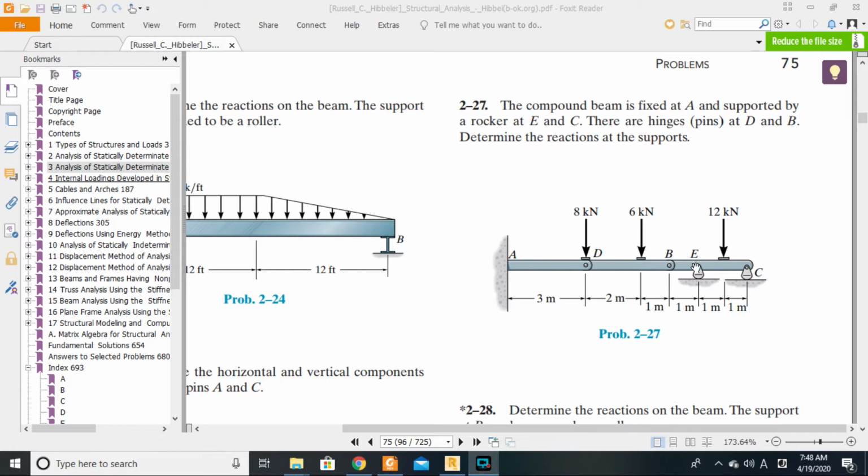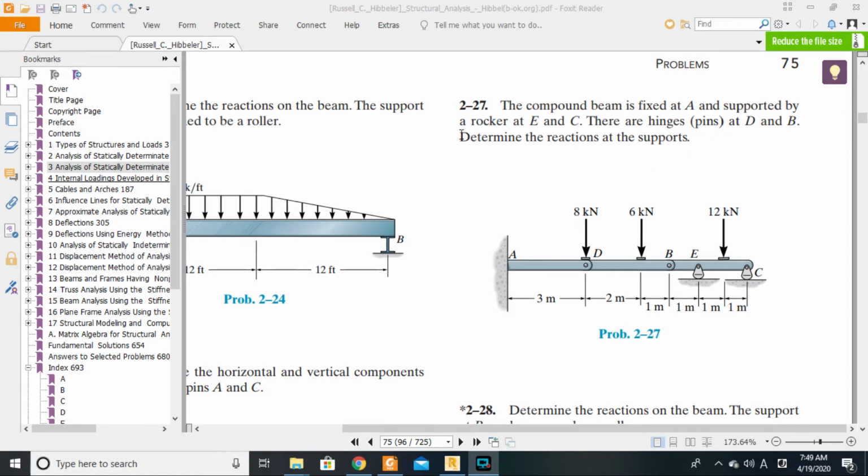We have a beam here that is cantilevered at its beginning and has a series of hinges at D and B, and then roller supports at E and C, and basically it is loaded with point loads at different points. So this is what we want to model in this exercise, and the exercise says the compound beam is fixed at A. There are hinges.